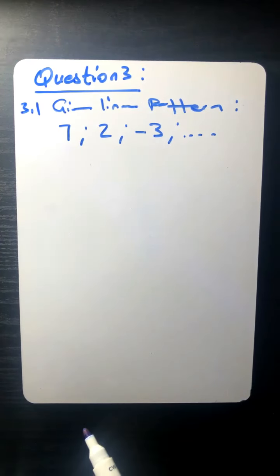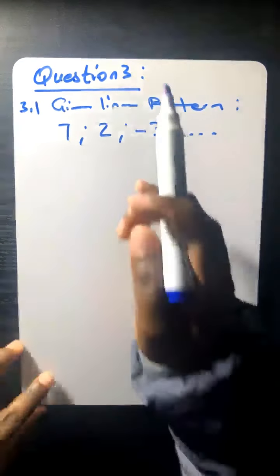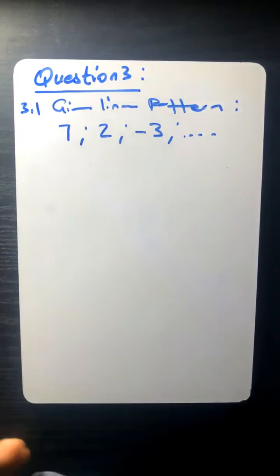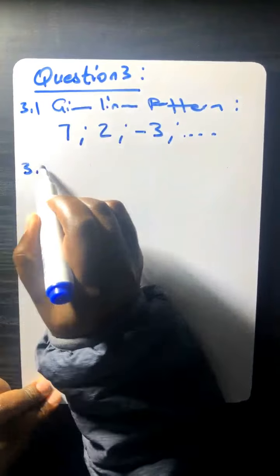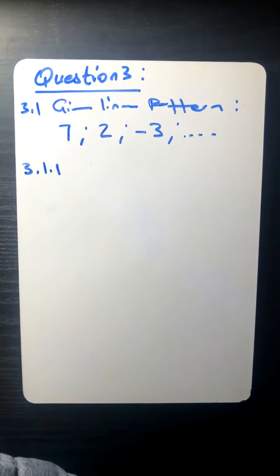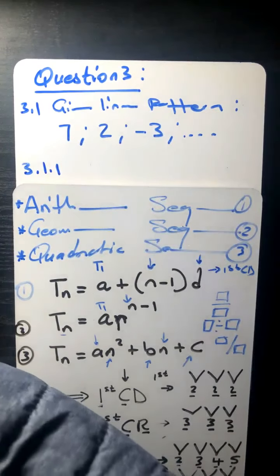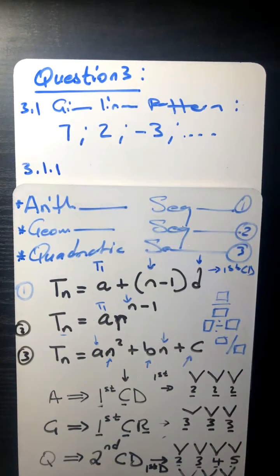So, good people, our very first question says, determine the general term Tn of the linear pattern. And this question is allocated 2 marks. Remember, guys, it's not at all times that they are going to indicate to you that a given pattern is a linear pattern.